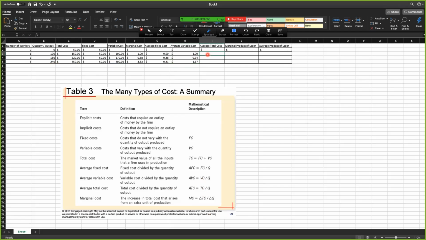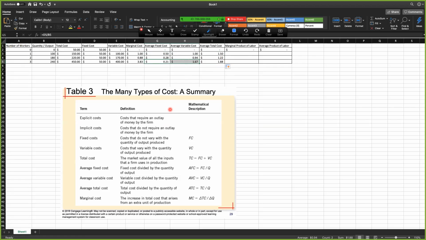Now for the average total cost, it's just the total costs divided by the quantity. So we take the total cost and divide that by the output quantity, and pull that down. Notice once again that the average total cost is effectively the sum of fixed and variable costs, so you should be able to sum each one of these and get the average total cost. Okay, so now that we've determined that, let's step back and look at the worker side.